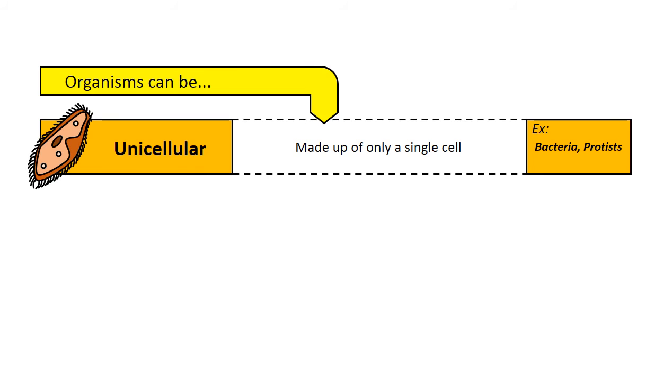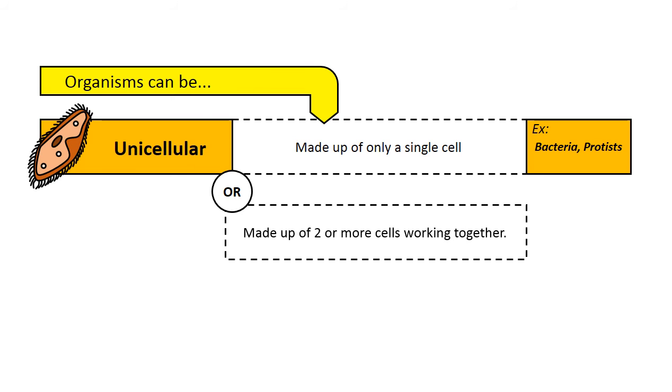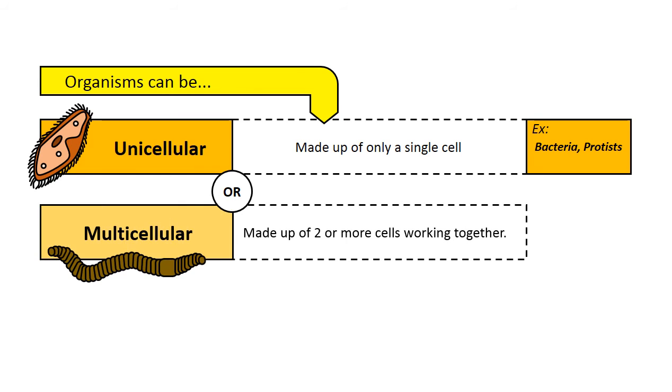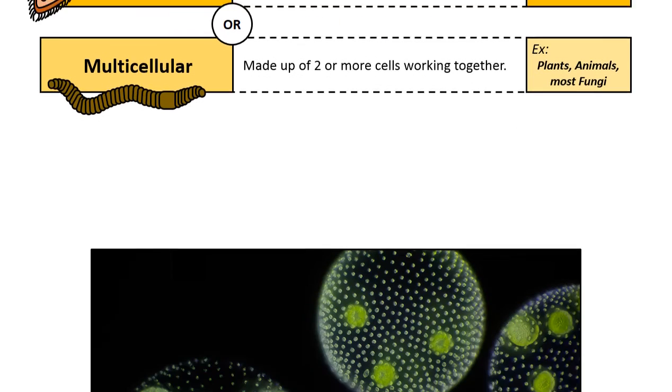And if organisms are not unicellular, they're made up of two or more cells working together, and we would call those multicellular organisms. Examples of multicellular organisms would be plants, animals, most fungi. Just about everything you see is a multicellular organism. If you're not using a microscope, you're probably seeing a multicellular organism.